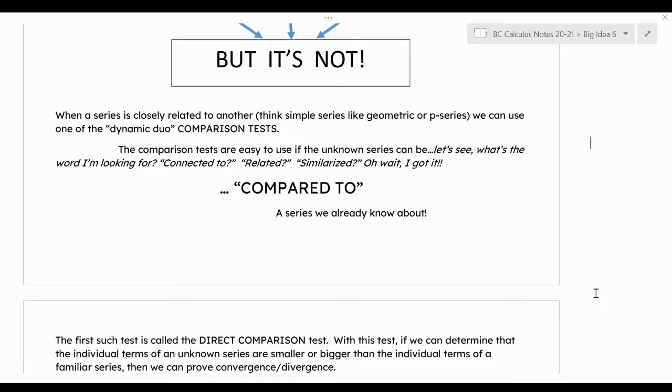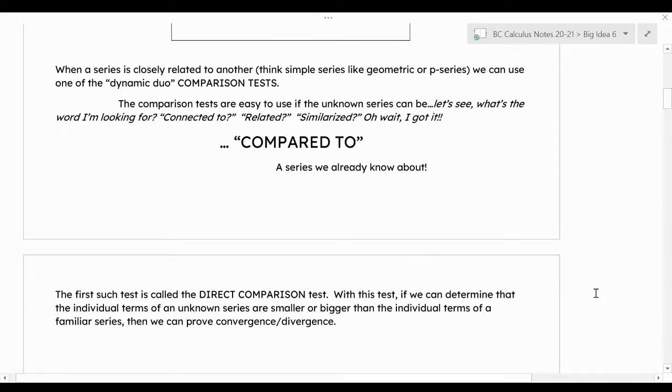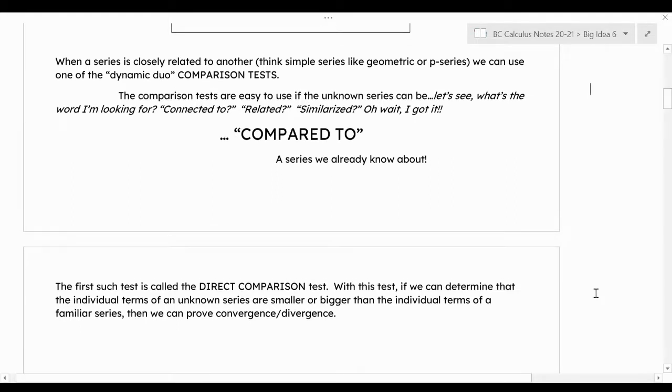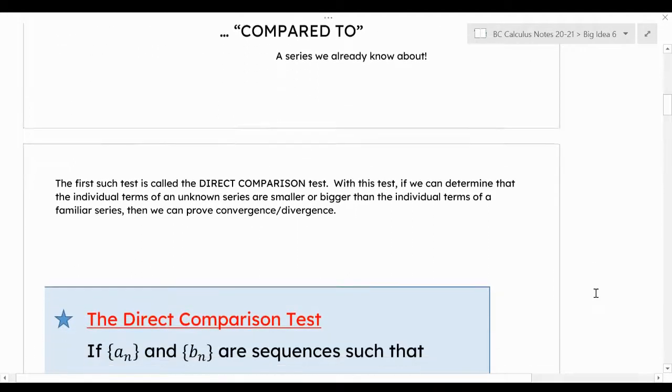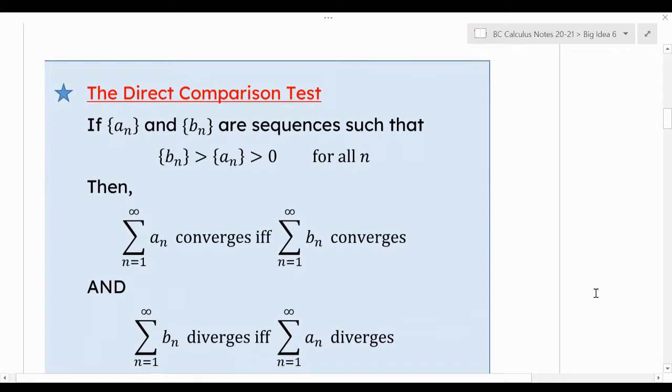So let's talk about the direct comparison test. The direct comparison test directly compares, what a good name for it. It directly compares term to term from one series we know about to another series we don't know about. And we can then prove convergence or divergence. So here it comes. It looks a little bit crazy.